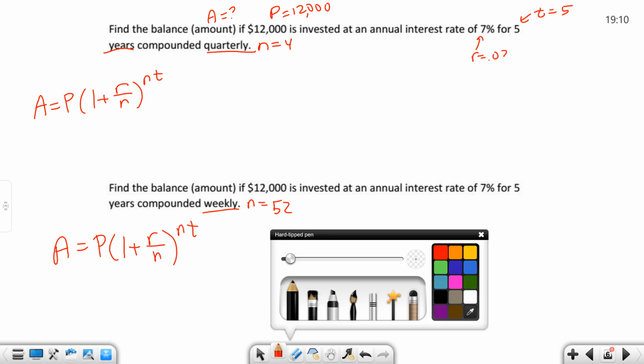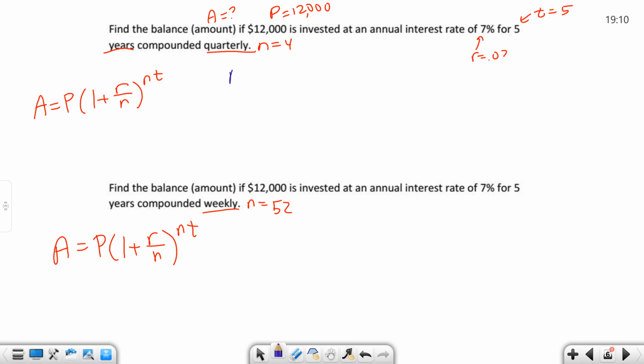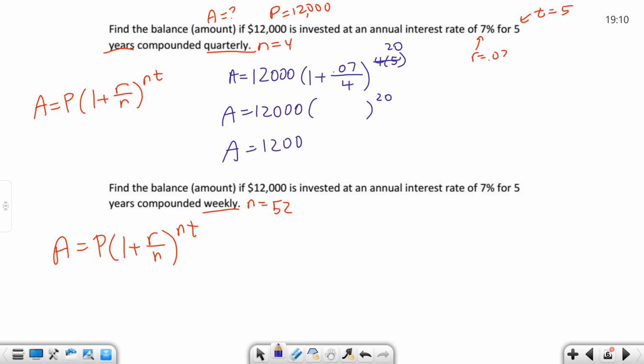Okay, so now let's start filling stuff in. The first one up here, A equals 12,000 times 1 plus 0.07 over N, which is 4 in this case, and then 4 times 5. Okay, so that's going to be 20. So we're going to have 12,000 times some number to the 20 power. And then we're going to get A equals some dollar amount over here, right? That's what's going to happen.